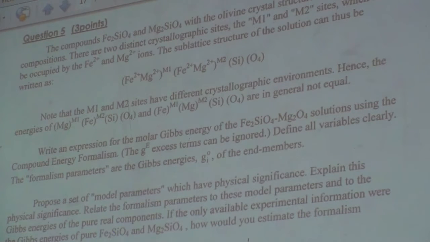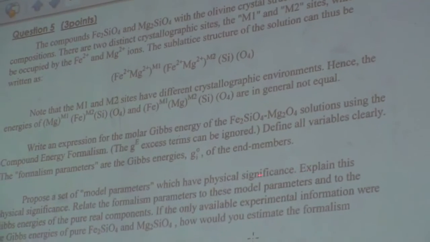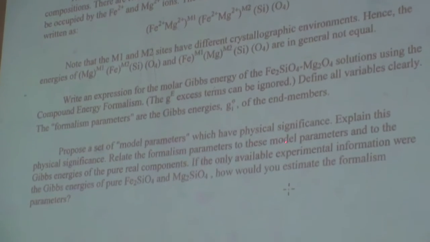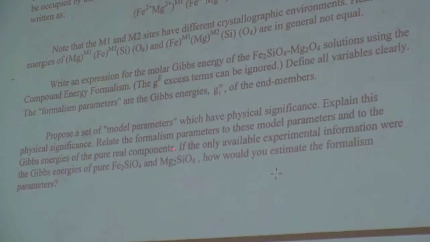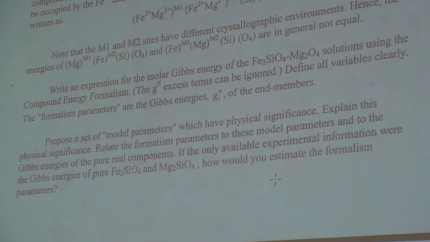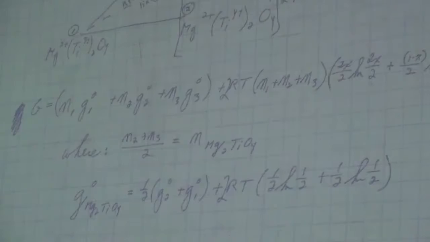So I write an expression for the Gibbs energy, propose a set of model parameters which have physical significance, and relate the formalism parameters to the model parameters. And if you didn't know anything but the Gibbs energies of the pure end members, or these 2 real materials, how would you estimate the formalism parameters?